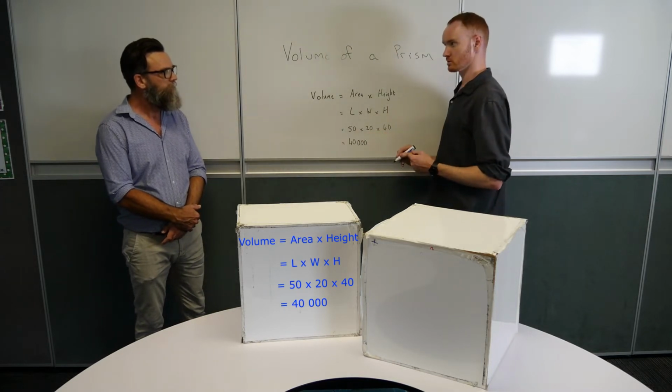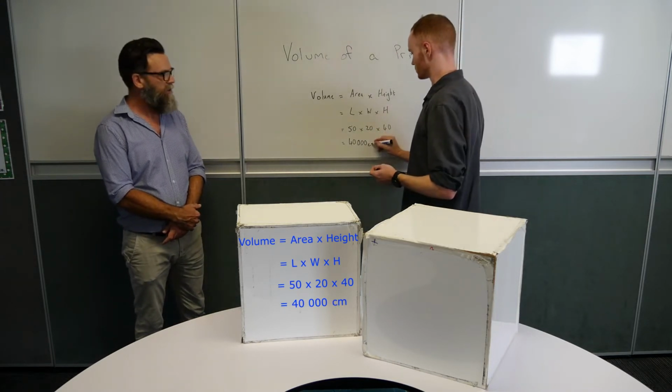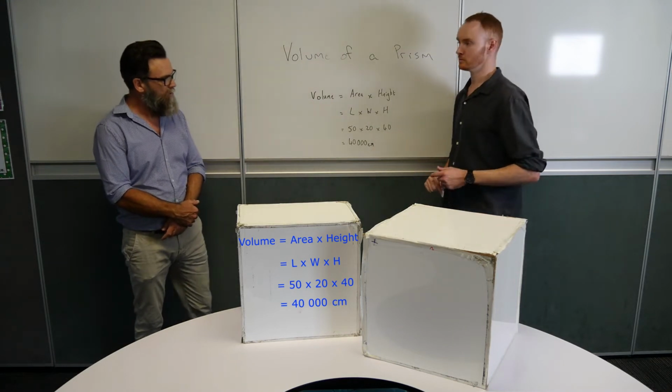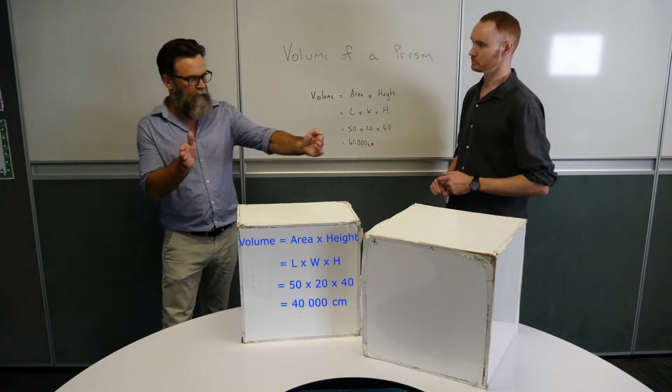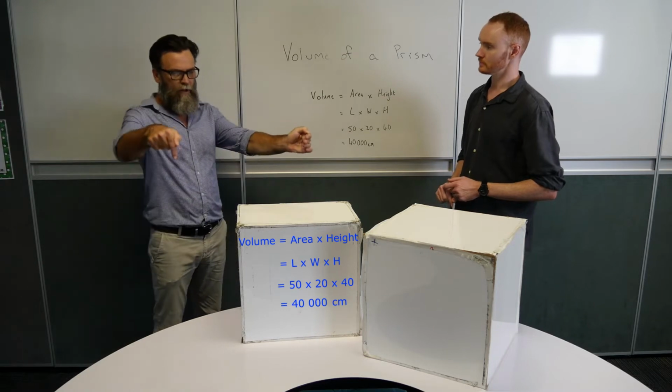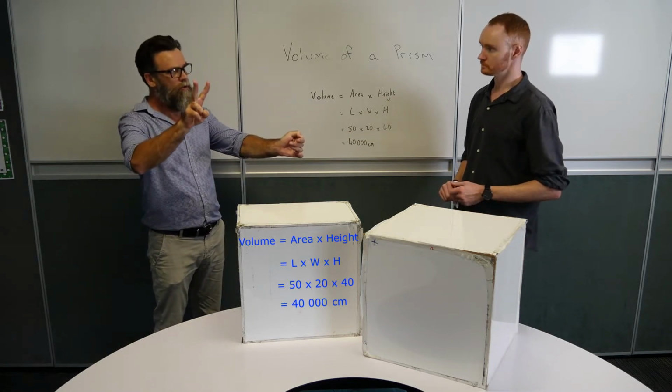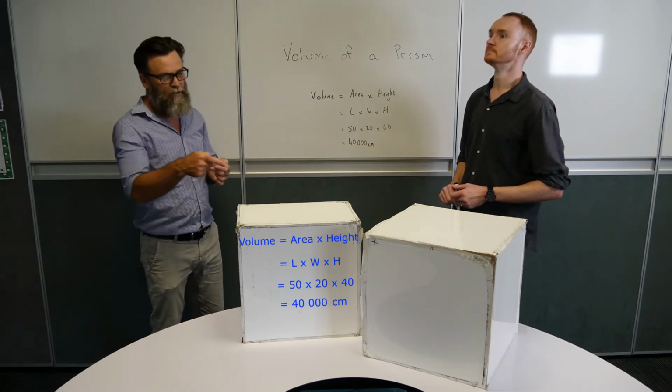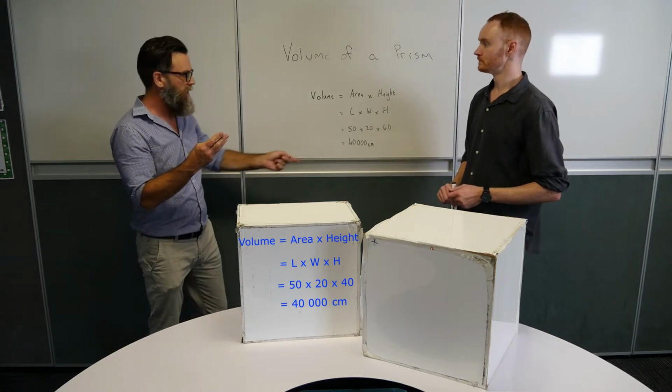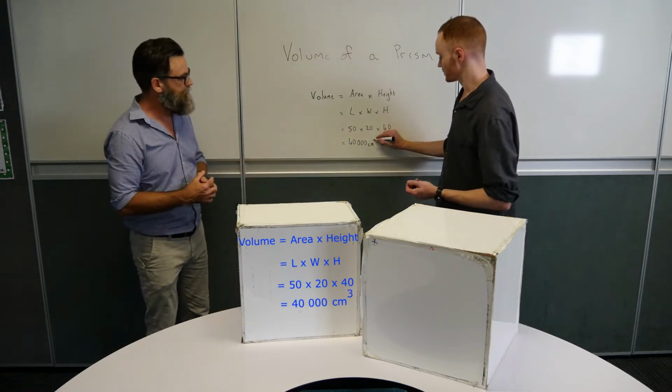And did you say it was centimetres? So just centimetres down here? Well, it turns out that if we're just measuring a length, it would be centimetres. An area would be centimetres squared because it's got 2 dimensions. Volume, because it's got 3 dimensions, is actually centimetres cubed. Makes sense.